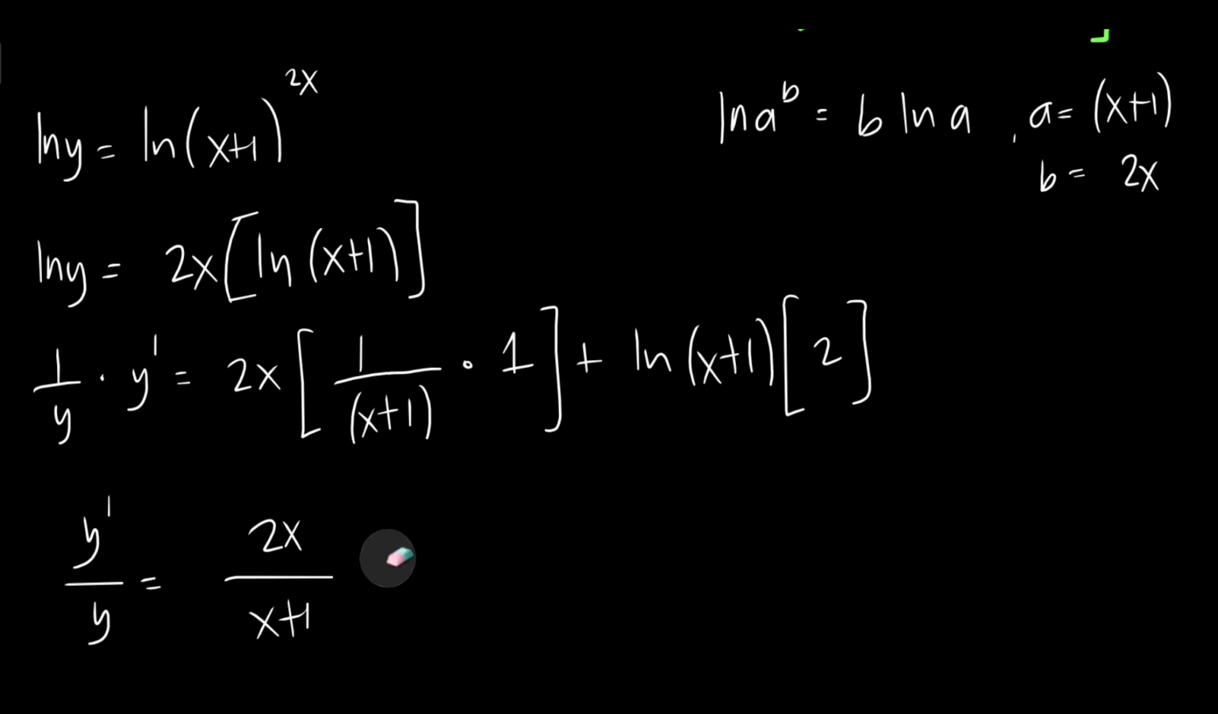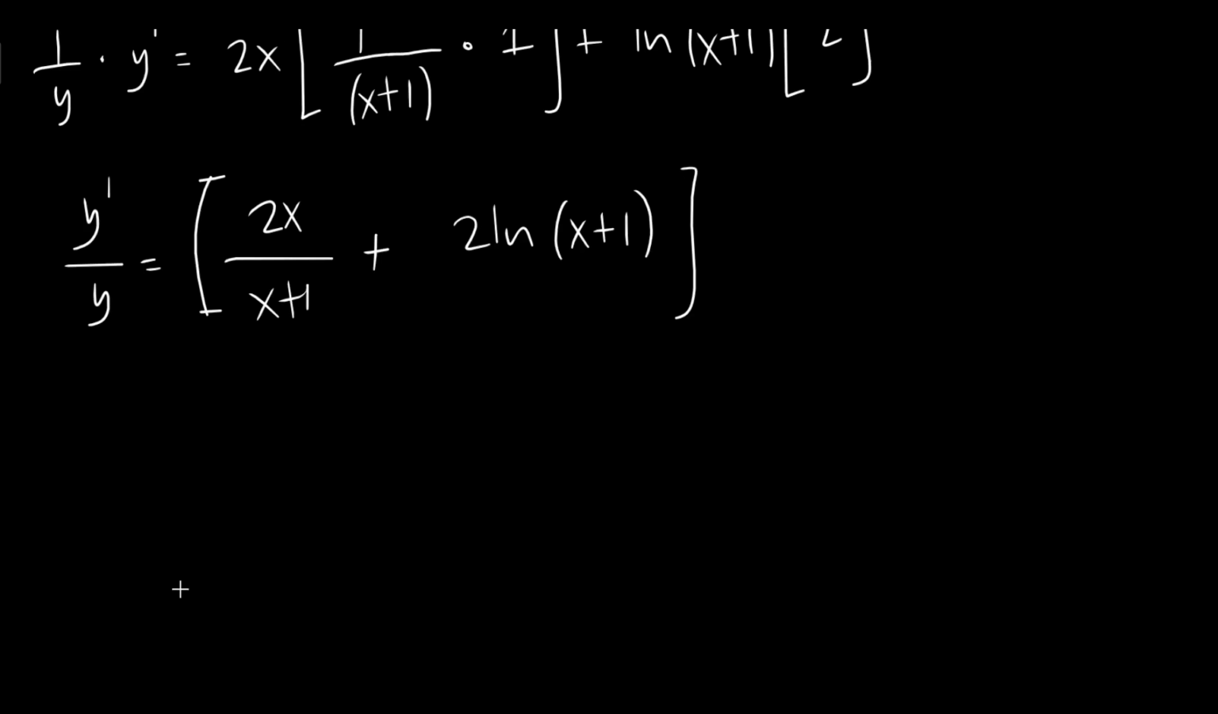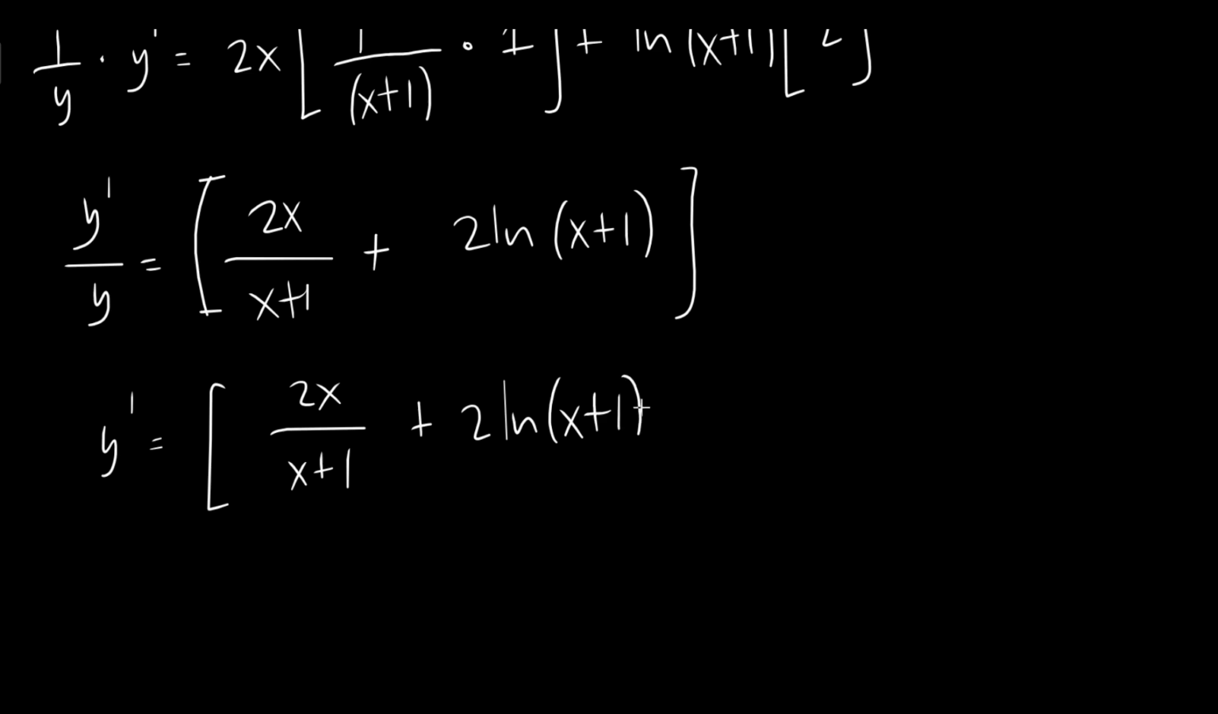plus 2 ln of x + 1. So we'll bracket. We have y prime is equal to the quantity 2x over x + 1 plus 2 ln of x + 1, times y. So we multiply by y.